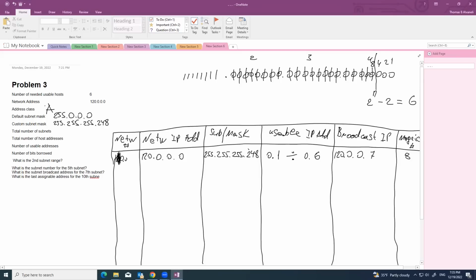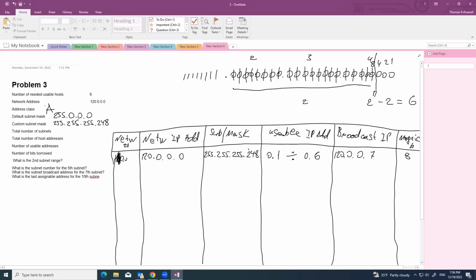Now, what they're asking us: total number of subnets. How many subnets do we have? How many bits did we borrow from the host portion? So let's count. 8 plus 8, this is 16. And we borrowed 21 bits, 21 zeros, okay?